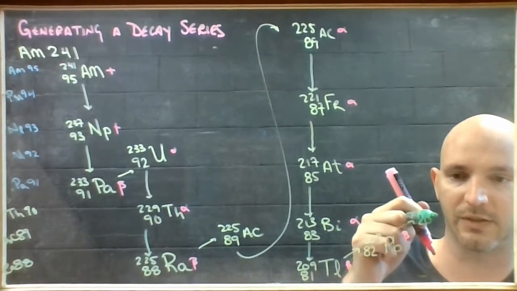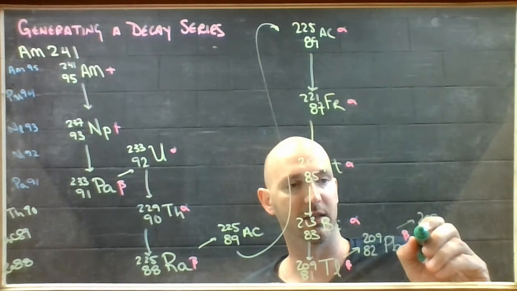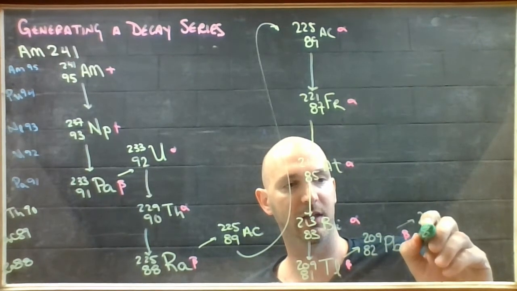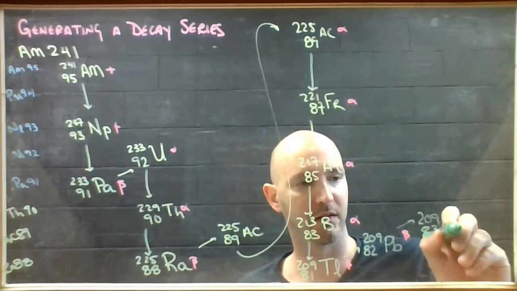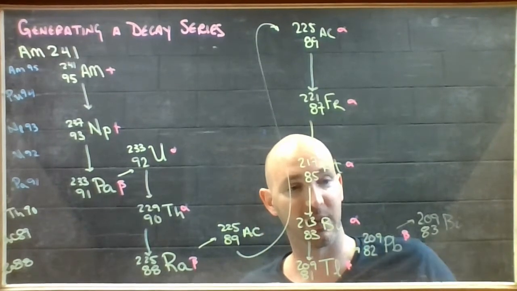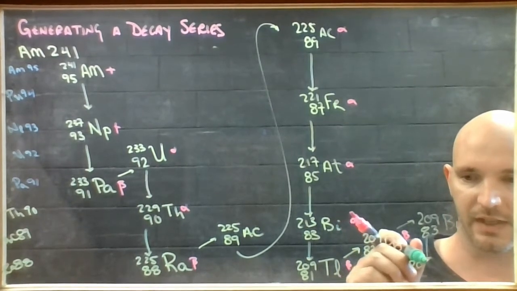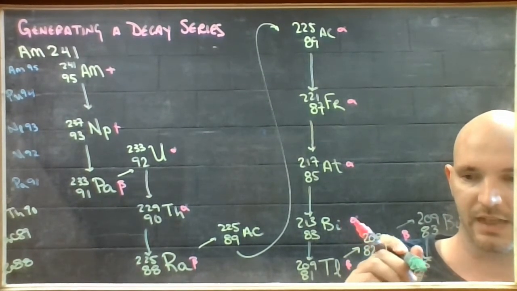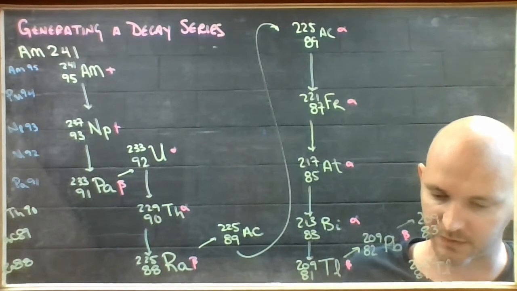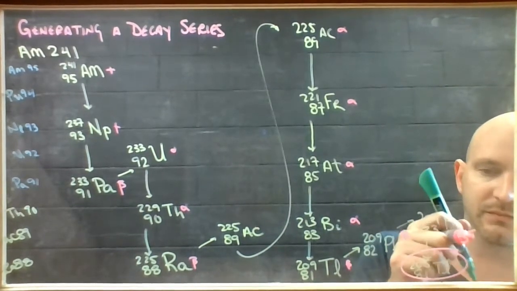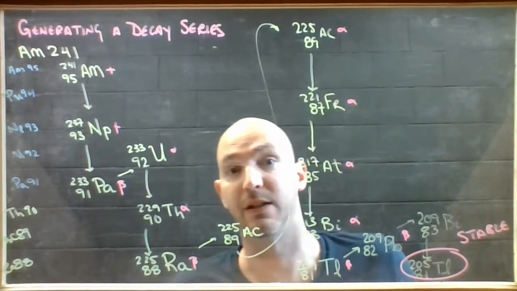Still 209 particles. My face is clearly in the way. One of these neutrons is now a proton, so that's 83. 83 protons is a bismuth. Bismuth-209 is an alpha emitter, leaving me with 205 particles in there. 81. That's a thallium-205, and thallium-205 is stable.